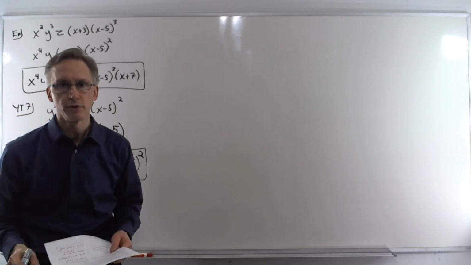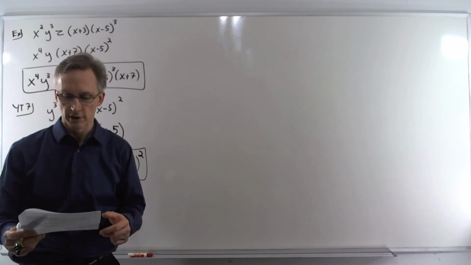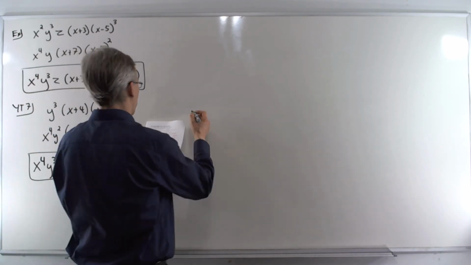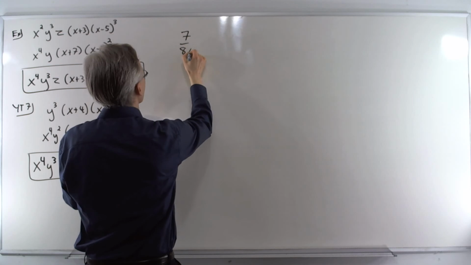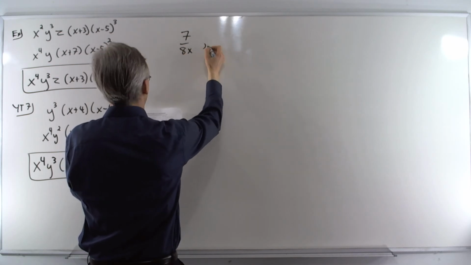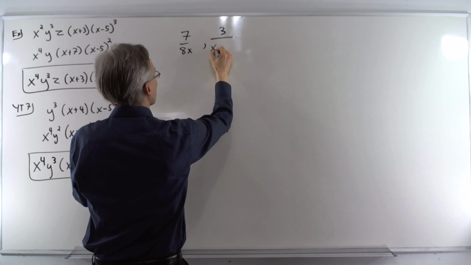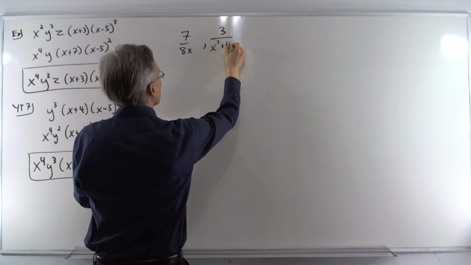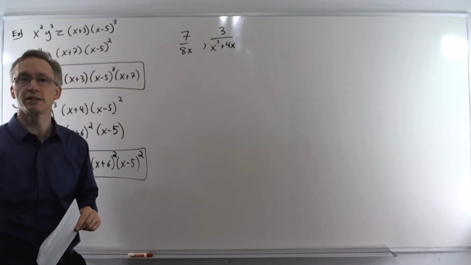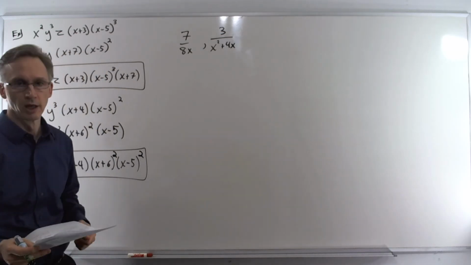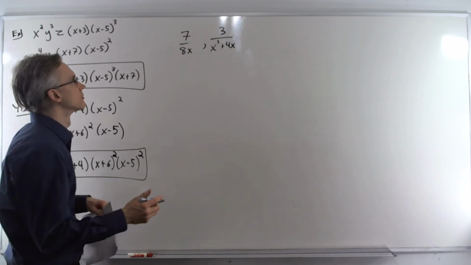All right, next up, we're going to be doing basically the same thing, but starting with a little different form. I'm going to look at some actual fractions here. So there's a couple of fractions. We're going to find the least common denominator of those two fractions. So the first thing we need to do is factor the denominators.